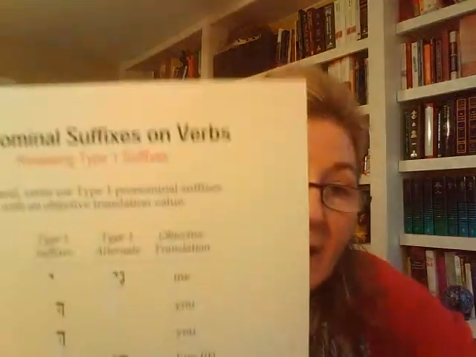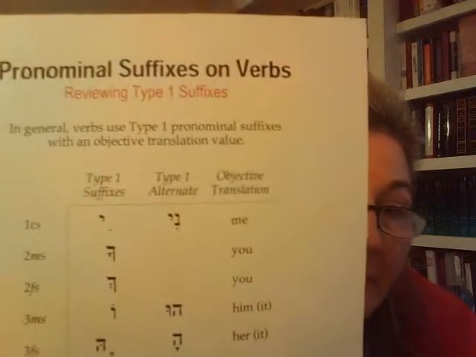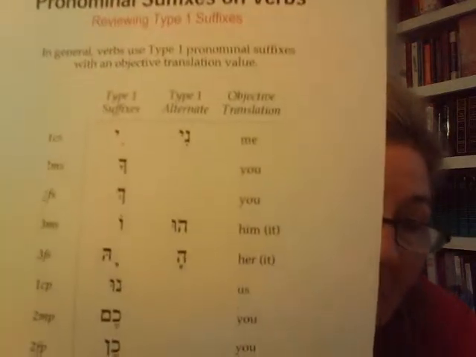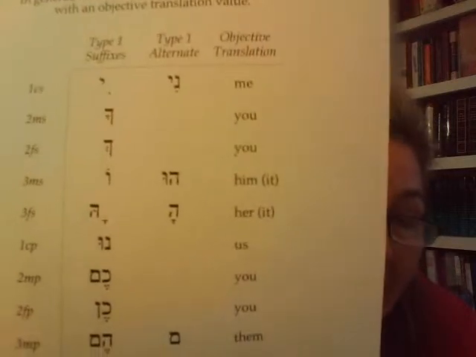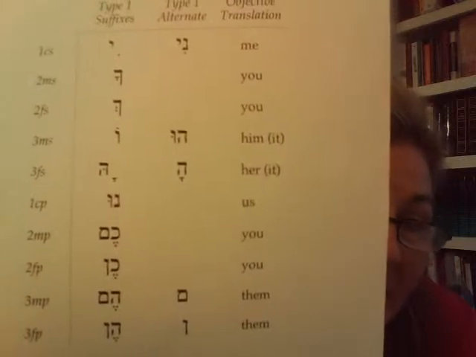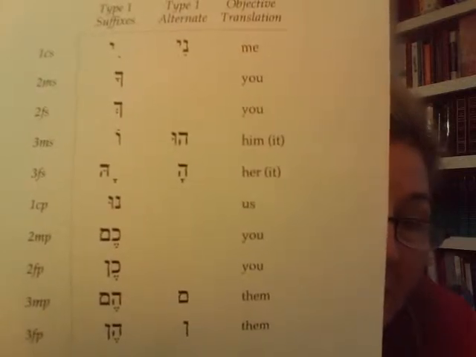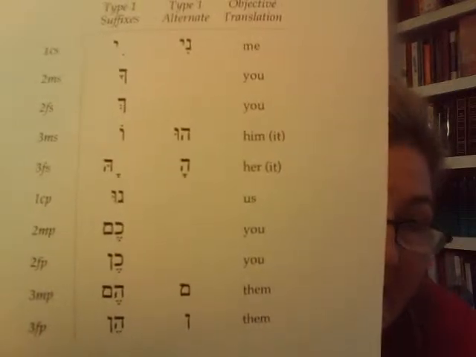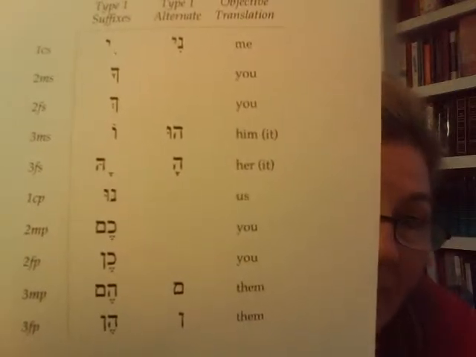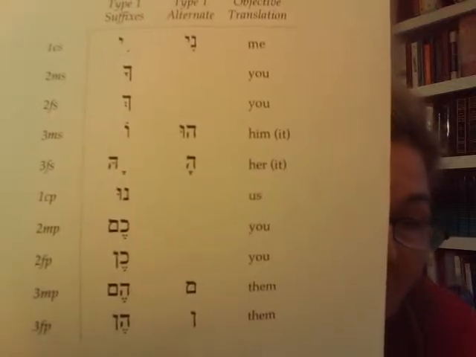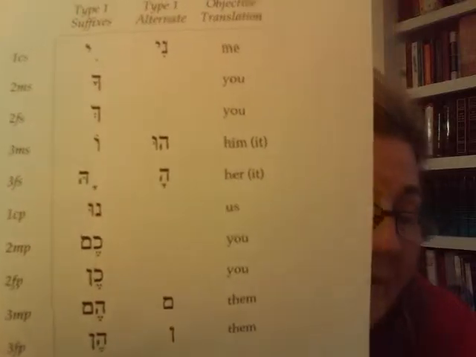So here we have a paradigm of the pronominal suffixes on verbs, and this is just a review of the type 1 suffixes and then the alternates. Now all this is found in your book, but these are the things that you're going to need to memorize. Commit to memory the type 1 suffixes and the type 1 alternate. And then, of course, be very familiar with the translations. Again, all of this is in your book for you to look at.